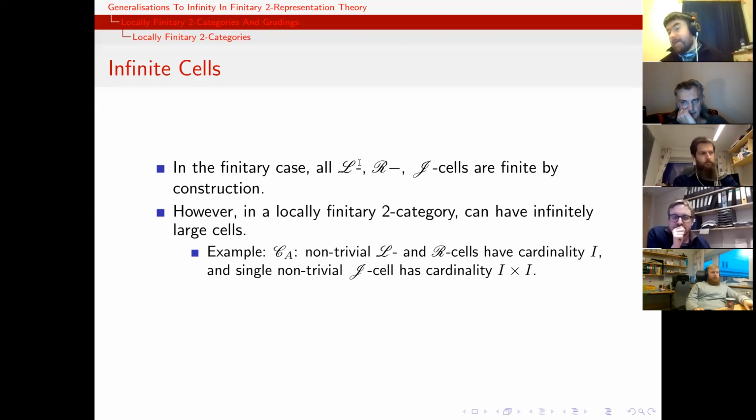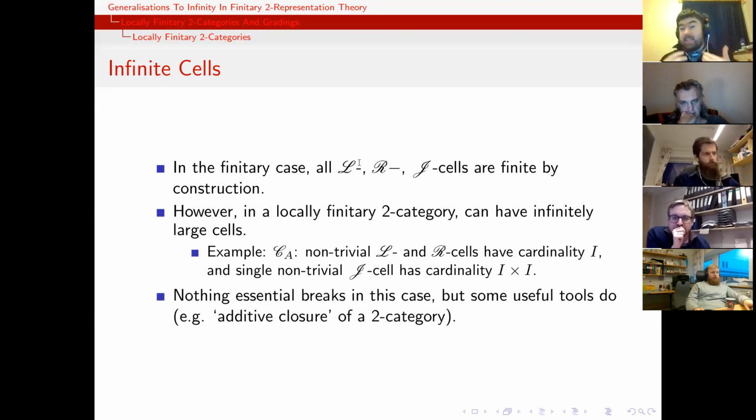So obviously, if I is finite, then these are all finite, and that's just the finitary case. But when I is infinite, these are all infinitely large cells. So nothing essential breaks, as it turns out, in this situation, but there are some useful tools that do. An example is this thing called the additive closure of a 2 category.